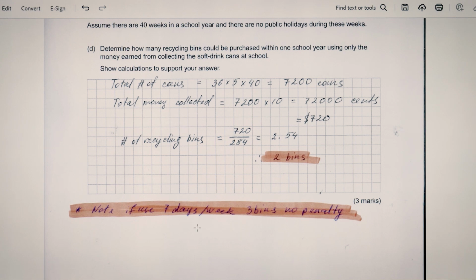And again, some students were using 5 days a week because we go to school 5 days a week, but some students were using 7 days a week. We weren't punishing them there either, so it's okay. If it's 7 days, then it should be 3 bins. But this whole number is super important here.